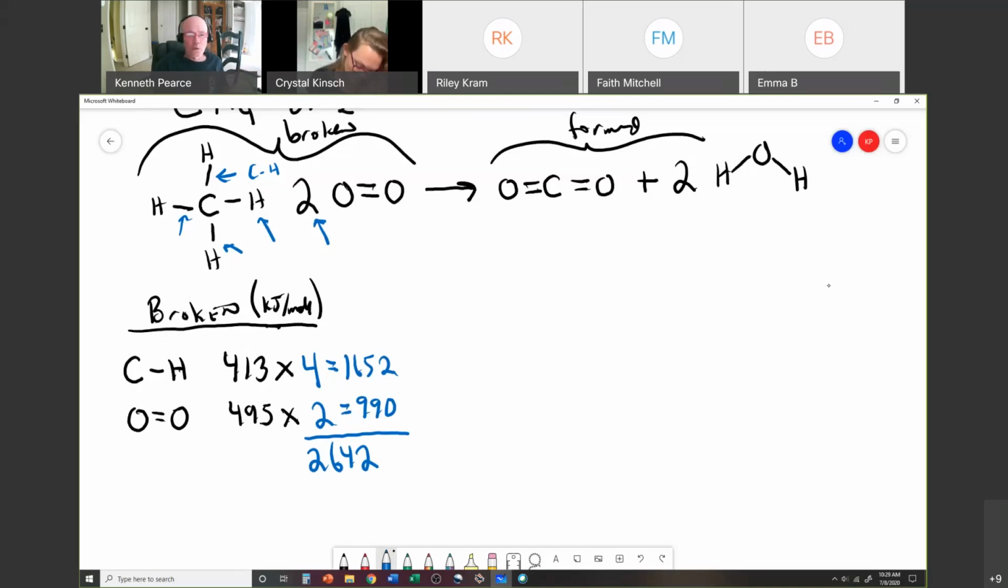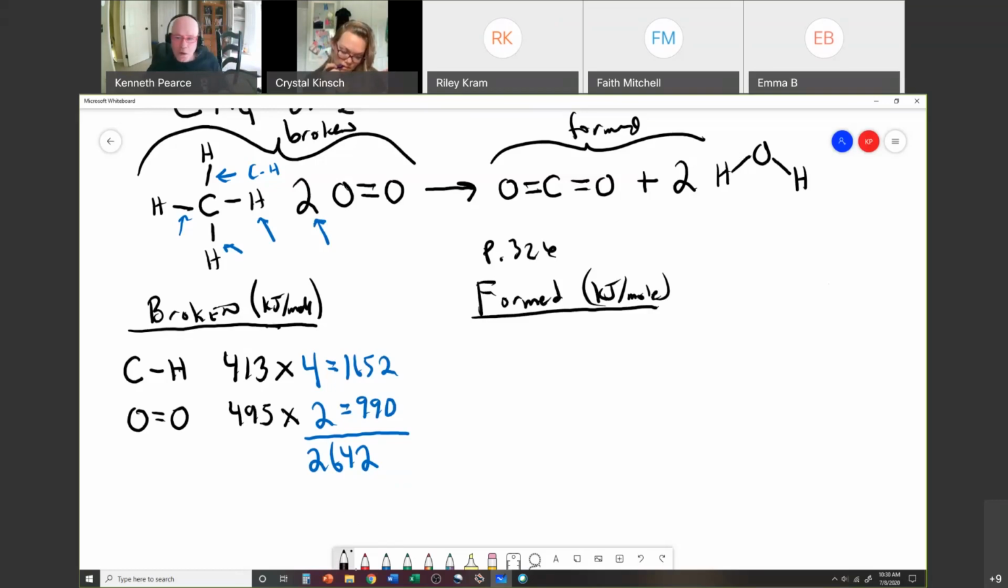So now we've done broken, so let's do formed. Once again, this is in kilojoules per mole, and all of this is coming from page 326 of your text. If you're using a different text, you just need to find it on a different page. That's all. Okay, bonds formed. What do we got here?